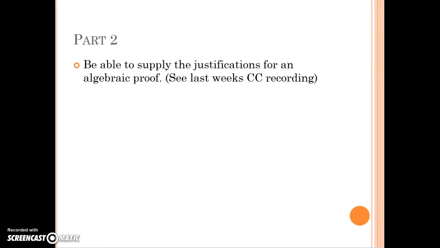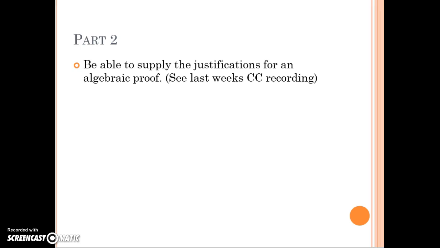Okay, welcome to a test review for Unit 4. I always do the Part 2 test first, that way we know how important it is. Shouldn't be a big surprise here. Part 2 is you are going to have to do an algebraic proof.